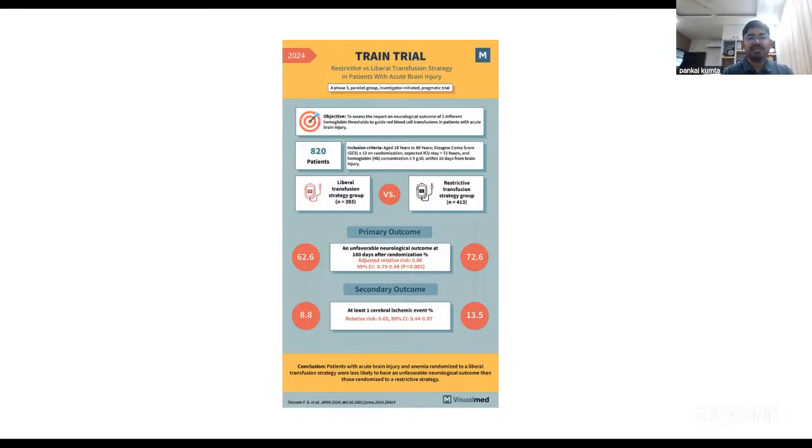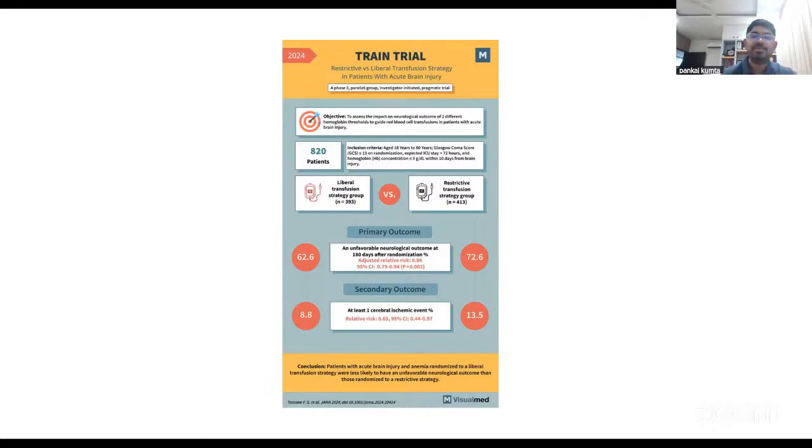But if you look at the brain, there are two studies which came in 2024. If you look at the TRAIN trial, this was a restrictive versus liberal transfusion strategy in acute brain injury. And here they looked at the unfavorable outcome after randomization. The conclusion was that patients with acute brain injury and anemia randomized to liberal transfusion were less likely to have an unfavorable outcome than with a restrictive strategy. So if the brain needs blood, you may have to have a more liberal target, that is above around 9 or even 10. So that is where we are looking at.